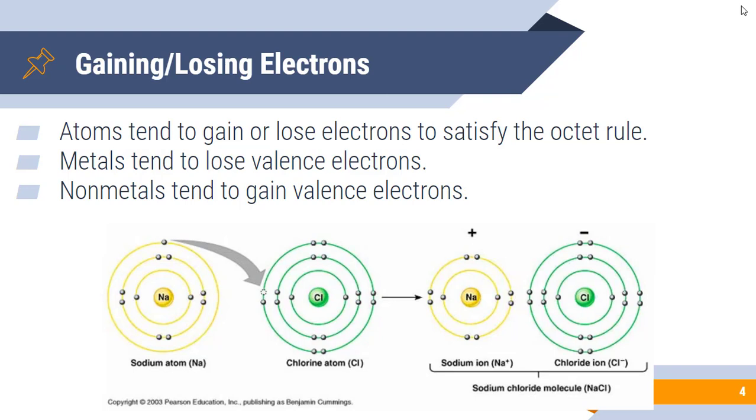Now, metals tend to lose valence electrons, and this makes sense because most metals have either 1, 2, or 3 valence electrons. It's much easier to lose 1, 2, or 3 than it is to gain 7, 6, or 5 electrons. Nonmetals, on the other hand, tend to gain valence electrons. They typically have 5, 6, or 7 valence electrons in their outer shell, so it's much easier to gain 1, 2, or 3 than it is to donate 5, 6, or 7. So in this instance, the sodium atom donates the electron to the chlorine atom, thus producing a full outer shell for both sodium and chlorine.